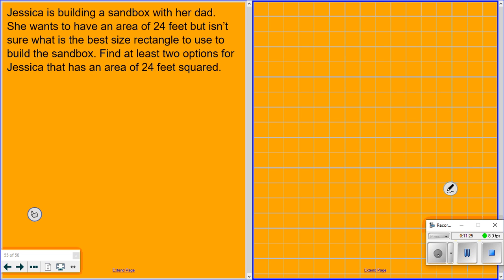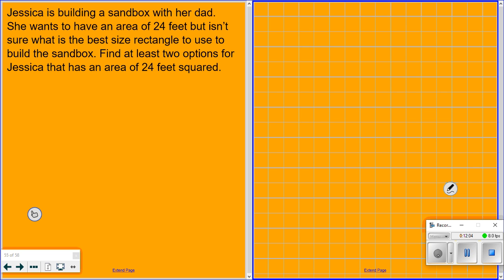Jessica is building a sandbox with her dad. She wants it to have an area of 24 feet, but isn't sure what is the best size rectangle to use to build the sandbox. Find at least 2 options for Jessica that has an area of 24 feet. What am I going to be counting? Am I counting around the shape or am I counting the inside of a shape? What is it that I'm going to be counting, Devin?